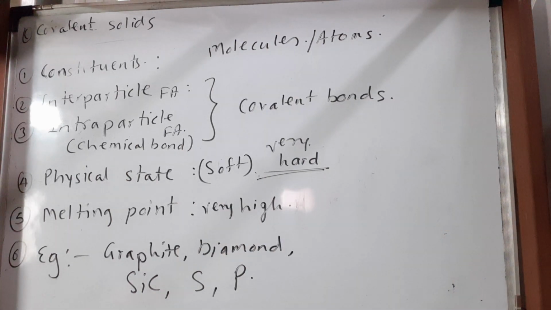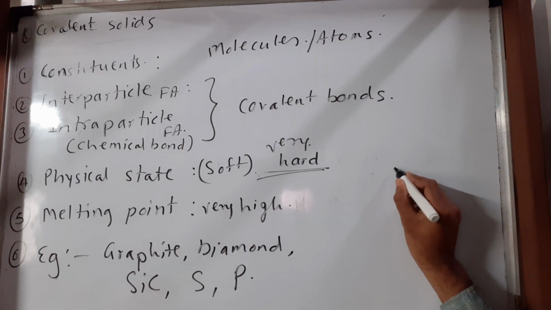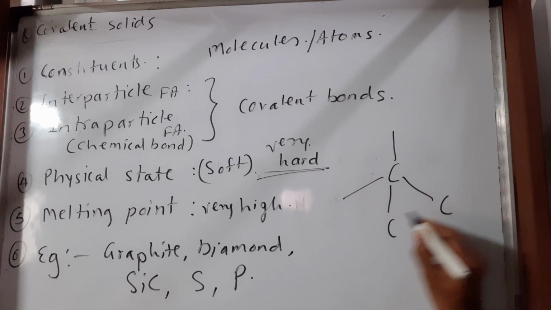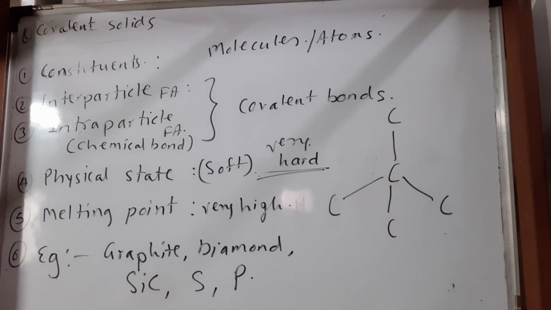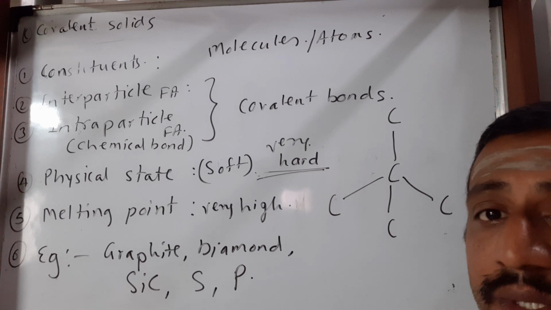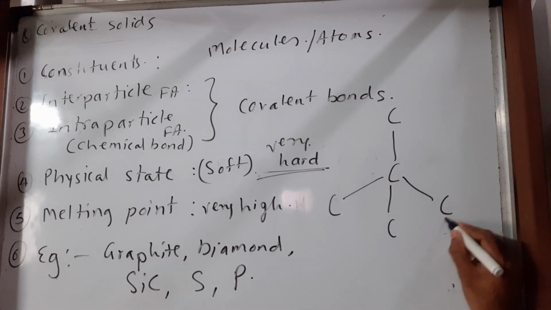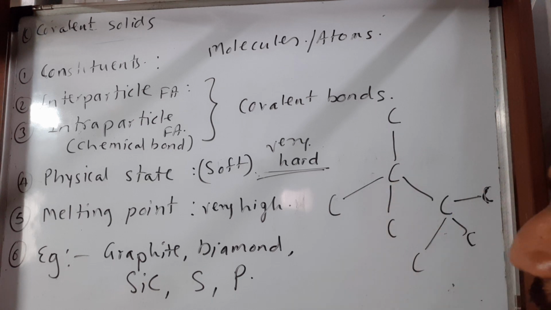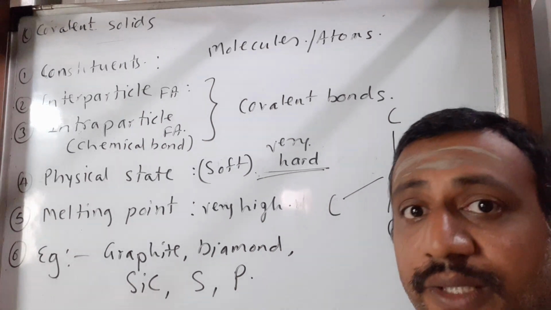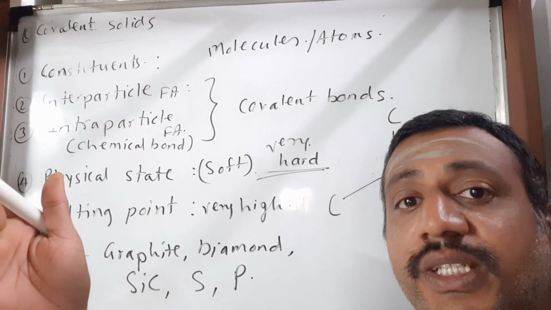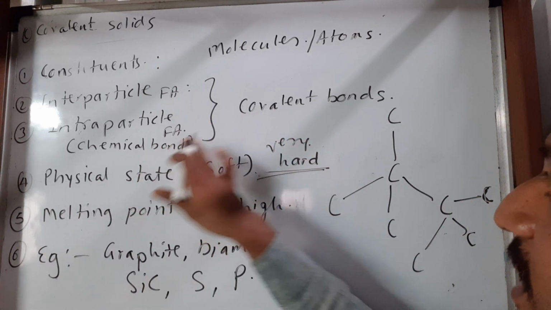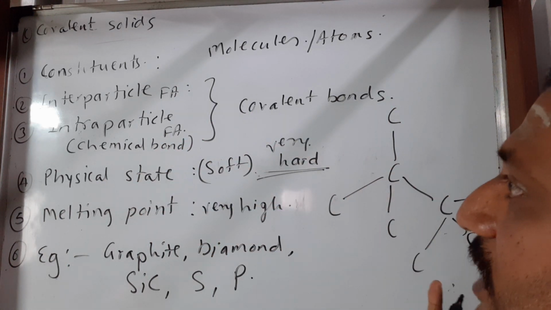Now students, if we take the example of graphite, one carbon atom is central, and it is connected to 4 other carbon atoms. So this carbon is also connected to 4 other carbon atoms. What we are noticing is that all bonds are covalent bonds. Please try to understand the difference. In molecular solids there is a presence of covalent bond as the intraparticle force, and here also covalent bond.